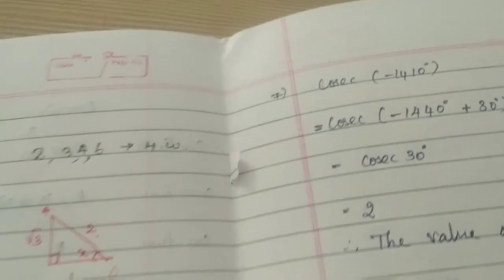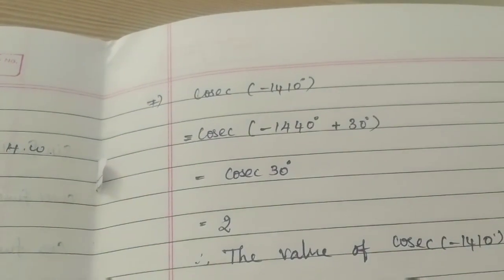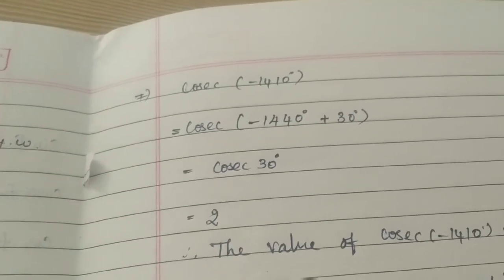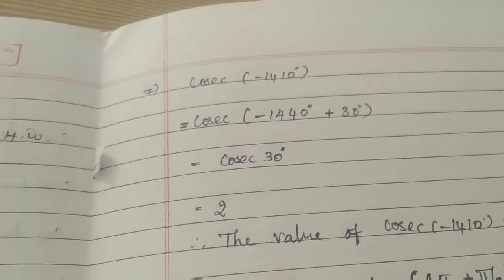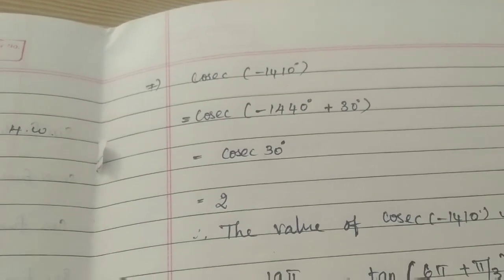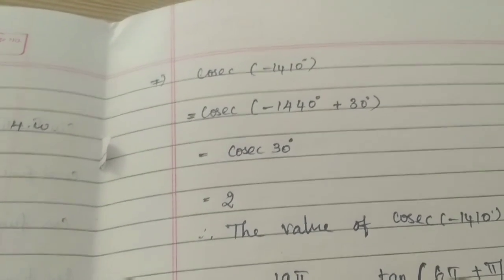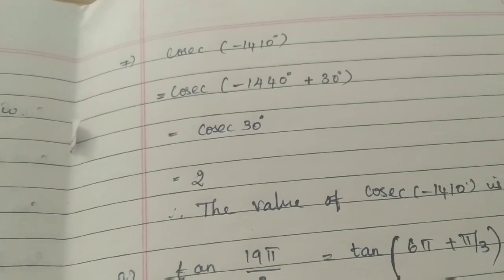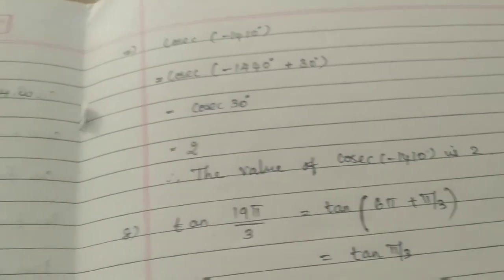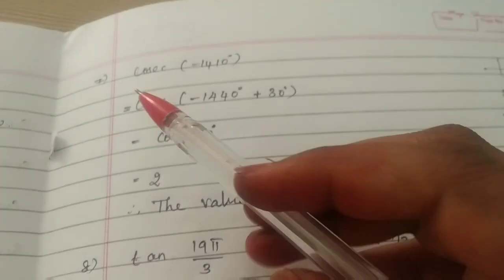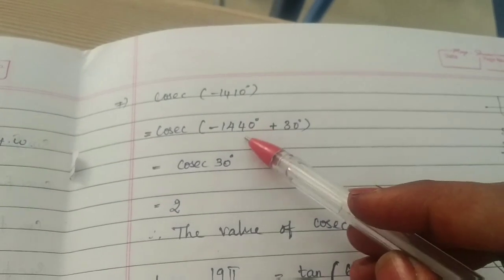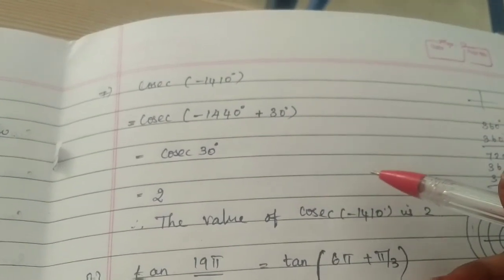The next question is cosecant of minus 1410 degree. Now you need to think about it. The trigonometric values which you know are for 0, 30 degree, 45 degree, 60 degree, 90 degree, then 180, 270, like that only you know. So you need to write this term in terms of the trigonometric ratios which you know. Therefore, minus 1410 degree can be written as minus 1440 degree plus 30 degree.